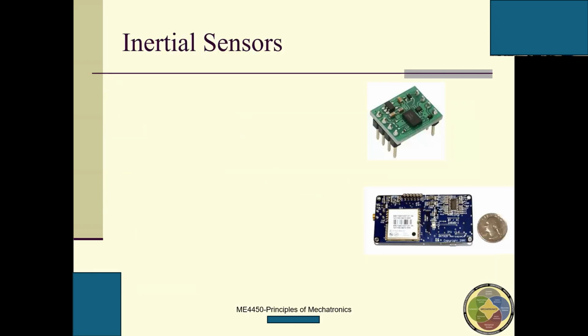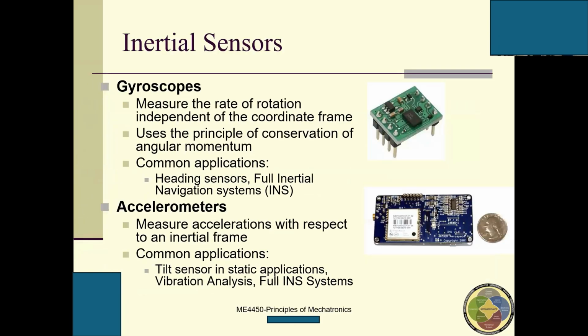So, inertial sensors. The first one is the gyroscope. Gyroscopes measure the rate of rotation, independent of the coordinate frame. This is very, very important. The second point is that it uses the principle of conservation of angular momentum. Whenever you design your sensors, you must follow some physical principles. Common applications for the gyroscope are heading sensors and full inertial navigation systems.